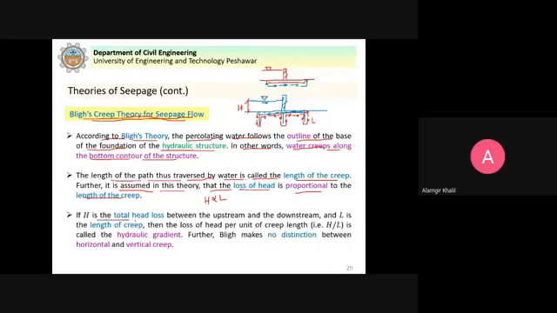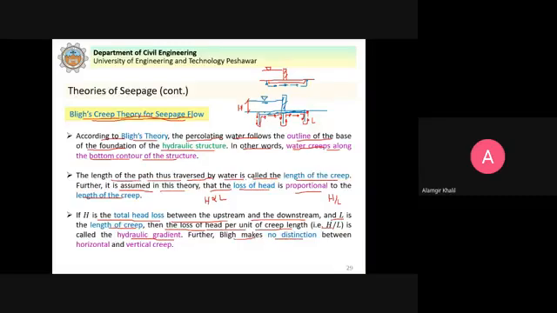If h is the total head loss between the upstream and the downstream, and L is the length of the creep, then the loss of head per unit of creep length will be h by L. This is called the hydraulic gradient.